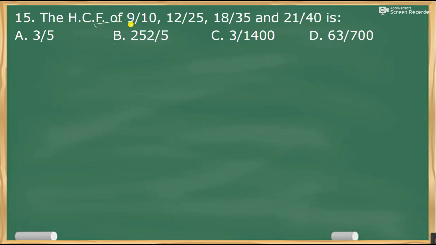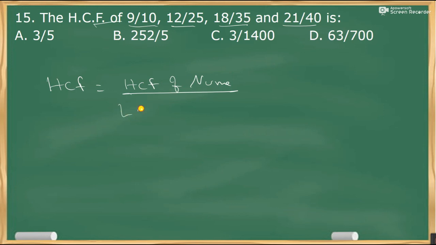The HCF of 9 by 10, 12 by 25, 18 by 35 and 21 by 40. Now this concept, I was waiting for this question. HCF of any fraction is calculated as HCF of numerator by LCM of denominator. This is a concept. It's quite easy. Okay, just remember this. HCF of fractions is calculated as HCF of numerator by LCM of denominator.